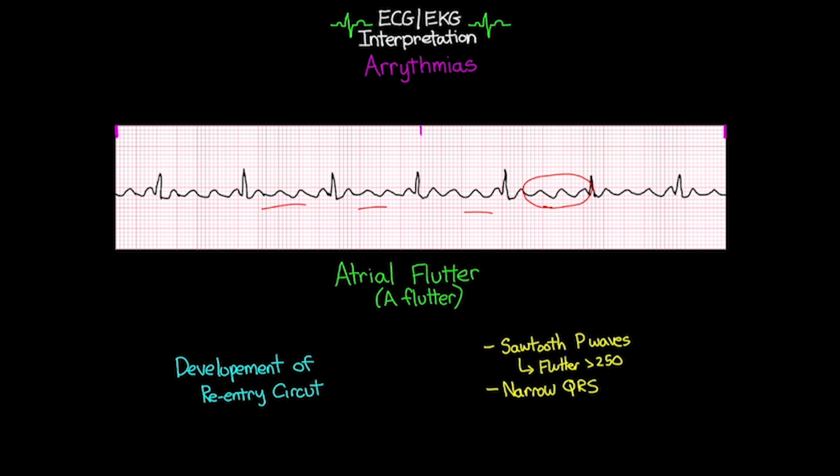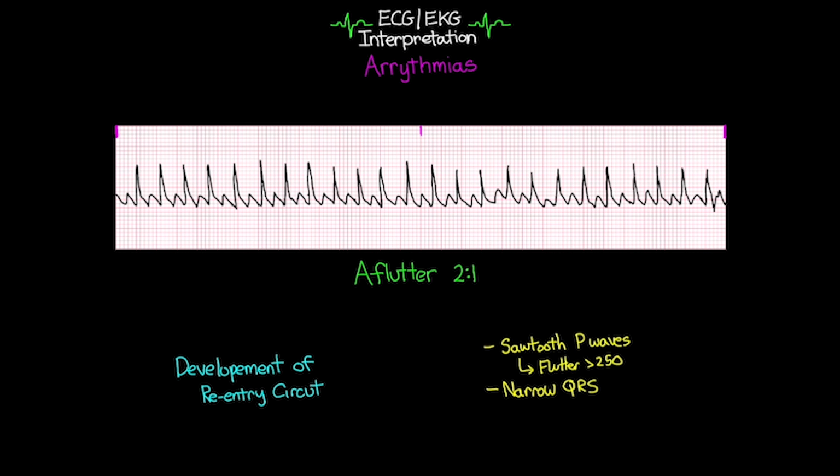Now, this ratio of flutter waves to QRS complexes can vary, and one of the other more common occurrences that we'll see is an A-flutter at a 2-to-1 ratio. Essentially what's happening here is every other flutter wave is making it through as a QRS complex. And so here we can see that flutter wave is happening at a pretty fast rate. And with every other one making it through the AV node, you're going to end up with a heart rate that's pretty fast.